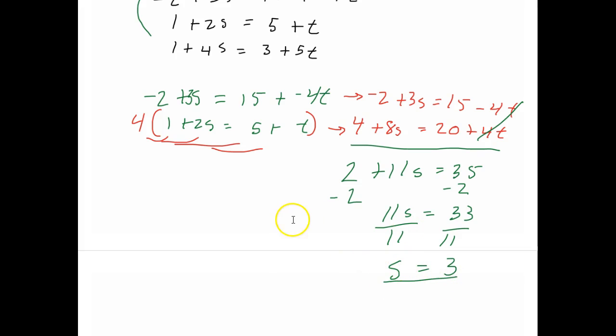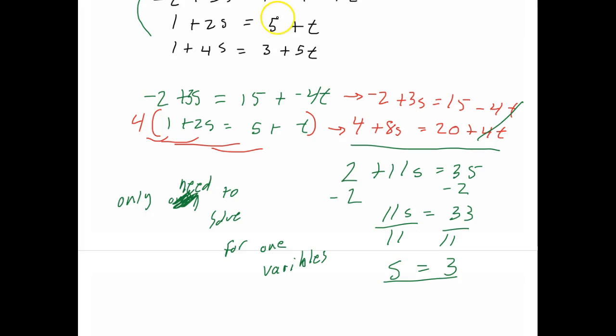I'm not done. You could go back and plug your s in to find t, but you don't need to. Most of the time, you do not need to solve for the other variable. You only, double important, need to solve for one variable, because the question isn't find the variable, it's find where they intersect. So we're not done yet. We've got one more step.